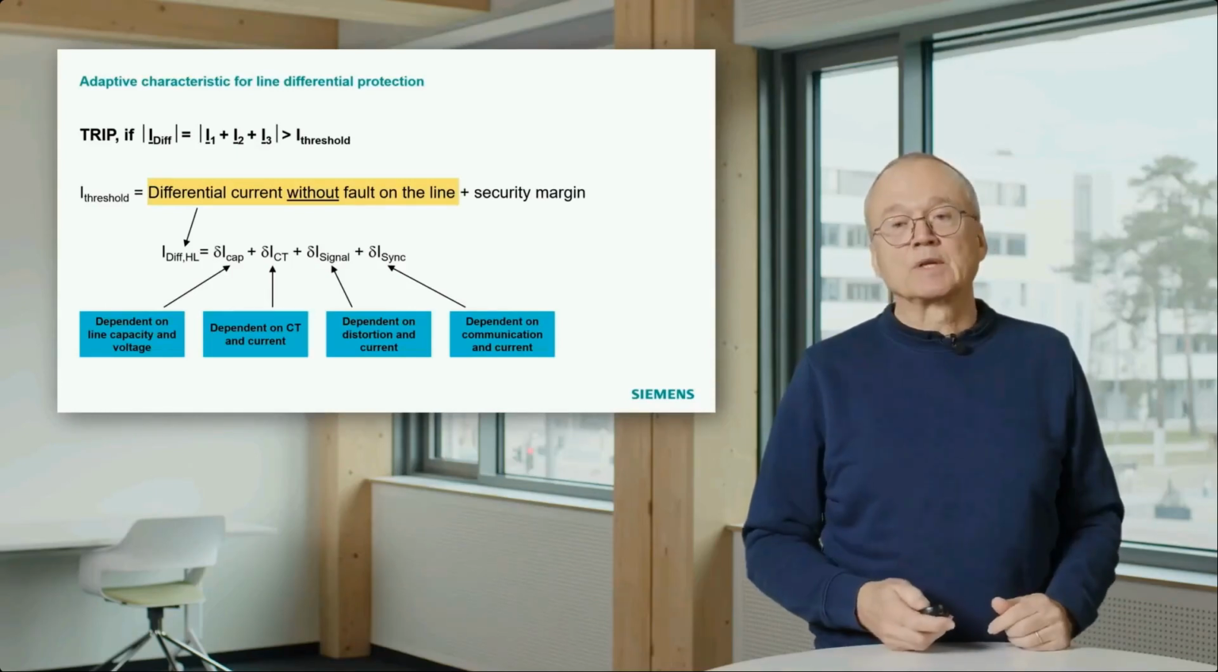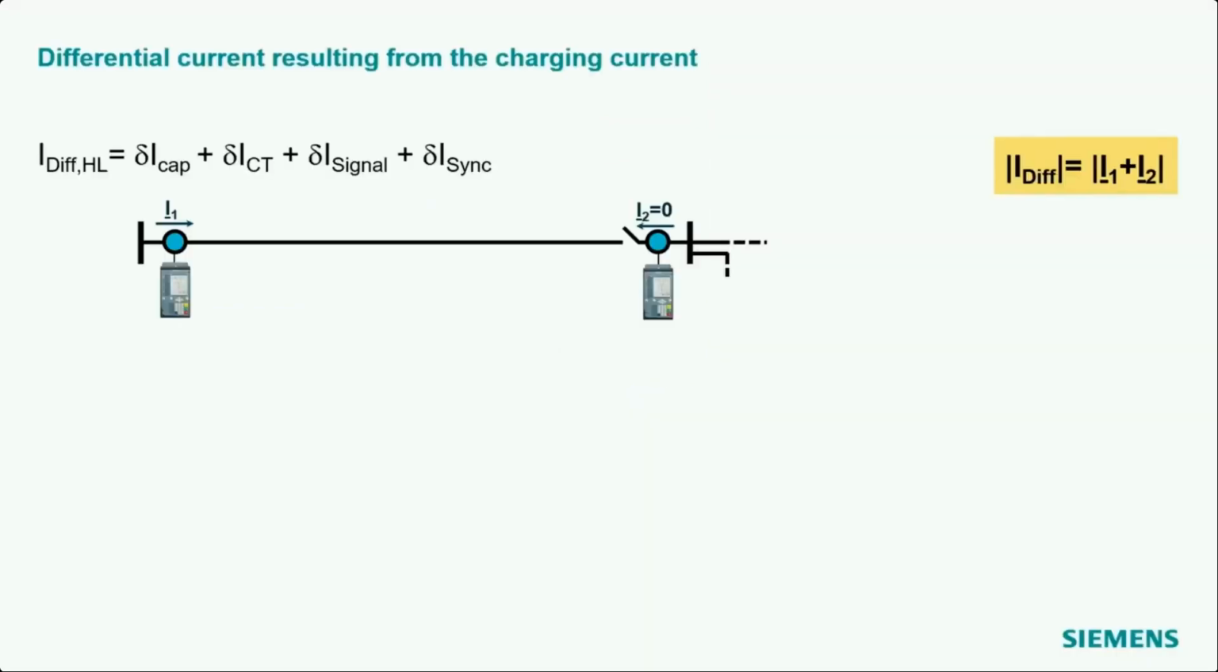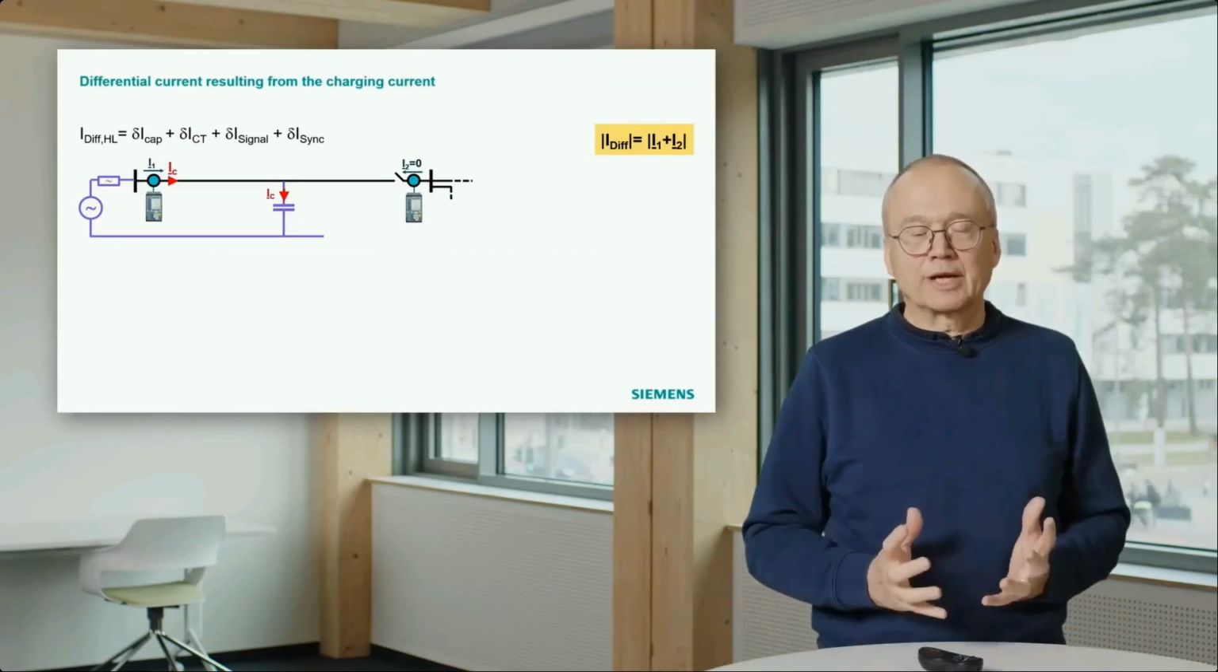So let's start with the charging current. The easiest way to think about the charging current is imagining that the right breaker is open. We calculate the differential current as I1 plus I2. If the right breaker is open, I2 is 0. That means the differential current is I1. Especially if we have a cable, we have a certain charging current, and that is the current the relay on the left side sees, and that is automatically the differential current.